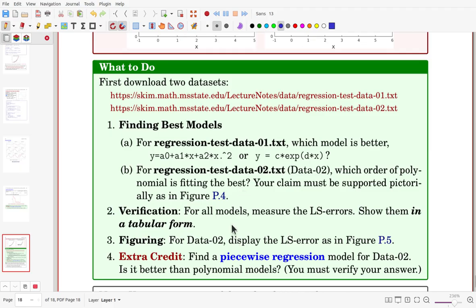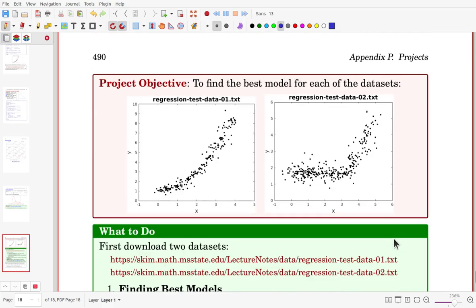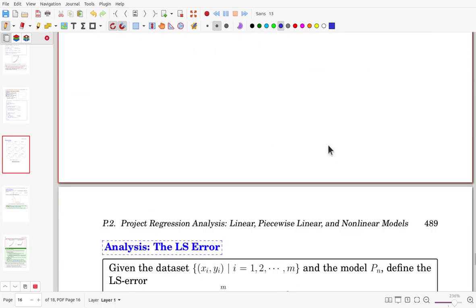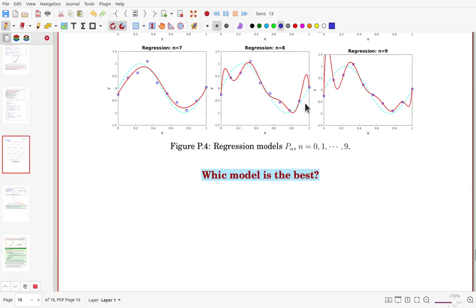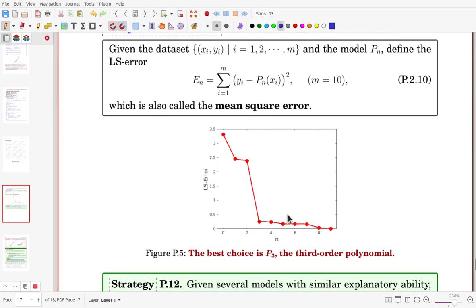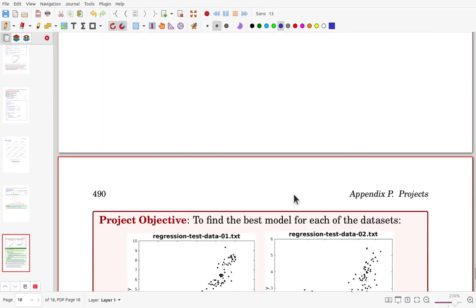Now, for all models, measure the least square errors and show them in a tabular form. Now, in the third one, show figures, and particularly like in this one, okay, and for the error like this one, okay.